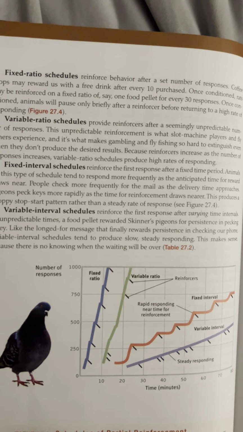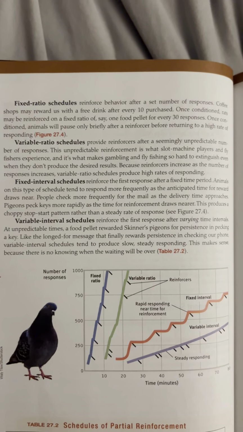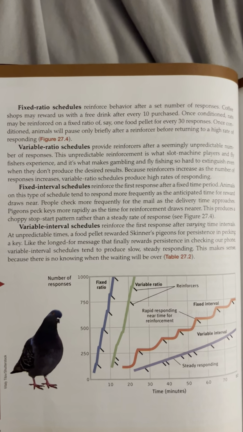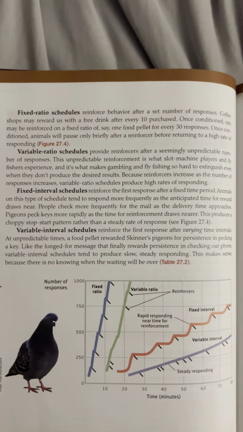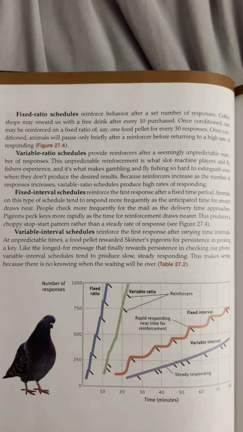Fixed ratio schedules reinforce behavior after a set number of responses. Coffee shops may reward us with a free drink after every 10 purchases. Once conditioned, rats may be reinforced on a fixed ratio of, say, 1 food pellet for every 30 responses. Once conditioned, animals will pause only briefly after reinforcement before returning to a high rate of responding.